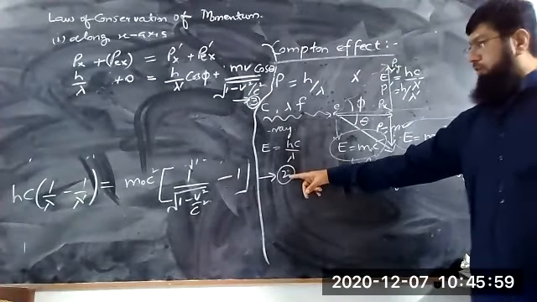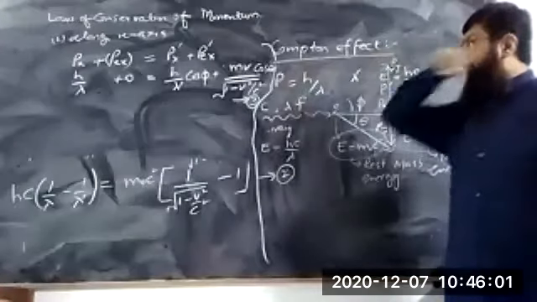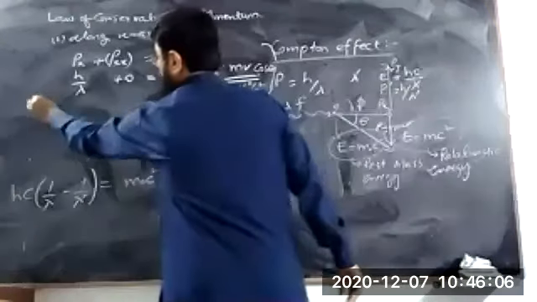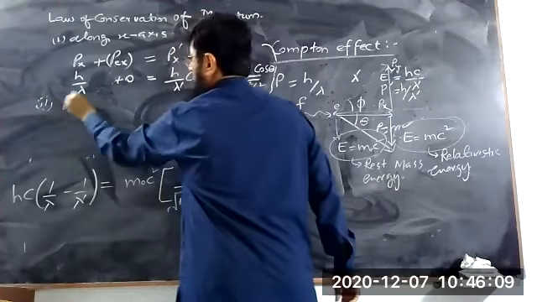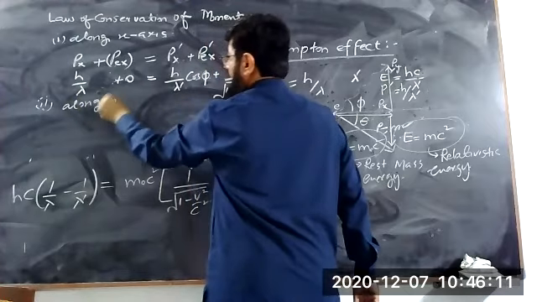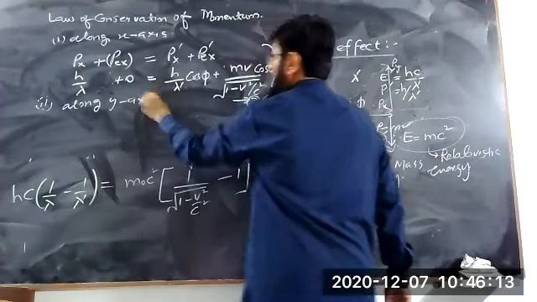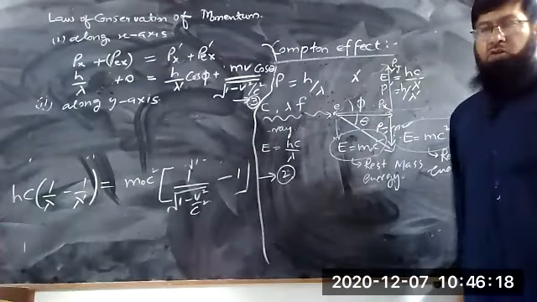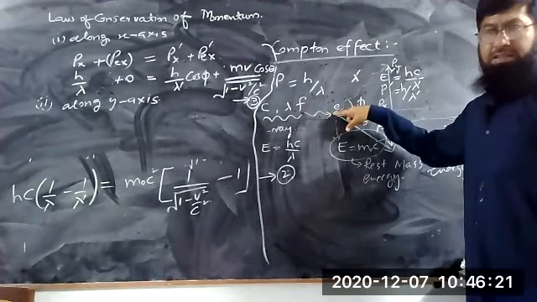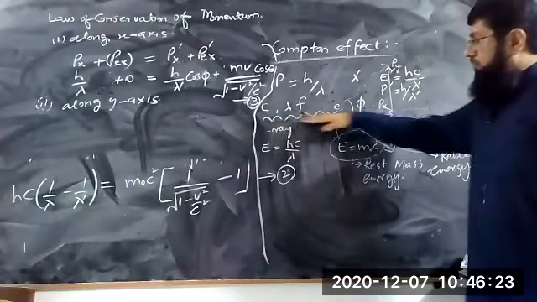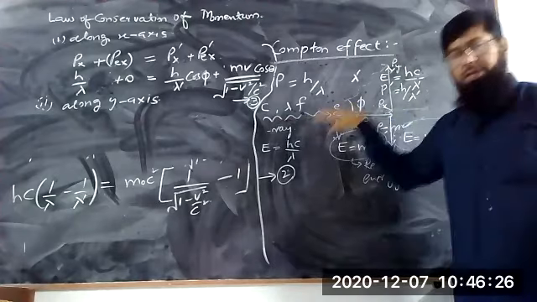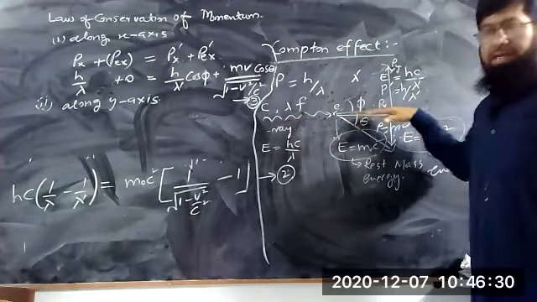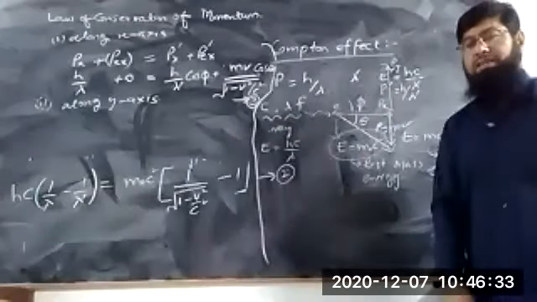Now we have equation number 2 and equation number 3, and now we take the momentum along the y-axis. Along the y-axis, the initial momentum of the photon, which is along the x-axis, is 0. Initially the photon is moving along the x-axis, so its momentum along the y-axis is 0.